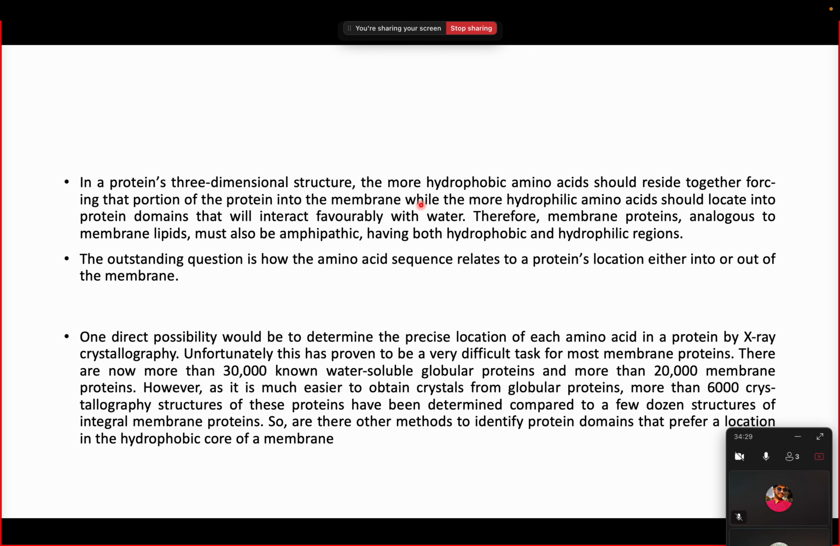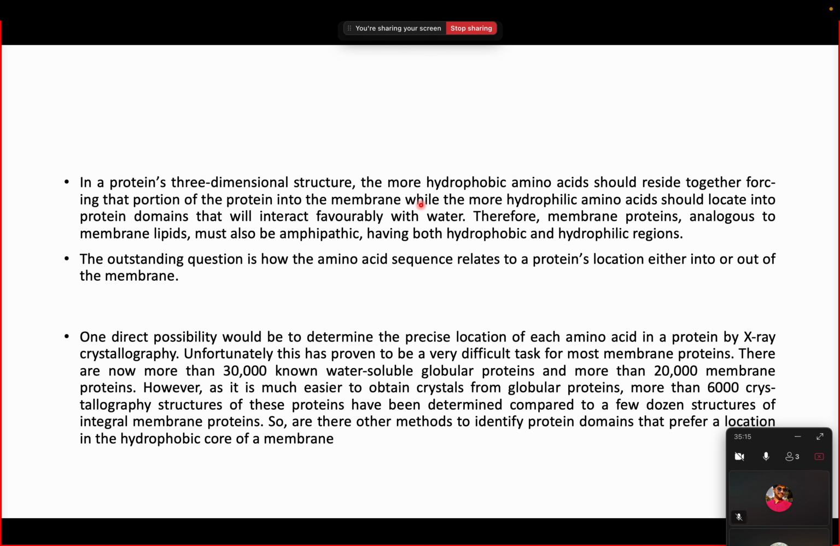While the residues which are at the core of the sphere, or inside of the sphere, are untouched by water because they enjoy a hydrophobic environment, right? In such a way, proteins are assuring that all the hydrophilic amino acid residues are towards the water phase, and all the hydrophobic residues are in the hydrophobic region only, okay? Excuse me. Therefore, membrane proteins, analogous to membrane lipids, must also be amphipathic, having both hydrophobic and hydrophilic regions. It's pretty understood, right?